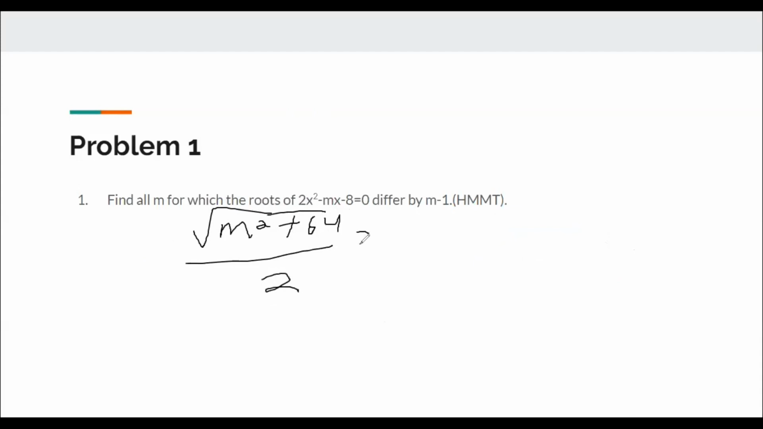And this is equal to m minus 1. Now it's a simple equation. We can simply multiply both sides by 2 and then square them. So if we square both sides after multiplying by 2, m squared plus 64 is equal to 2m minus 2, whole squared. Or we can just write that as 4m squared plus 4 minus 8m.